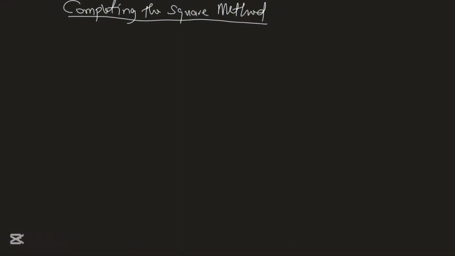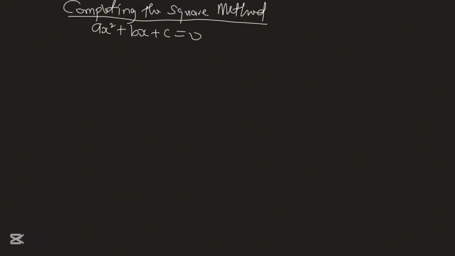Today we'll be looking at using the completing the square method to solve quadratic equations. But before we start solving with the completing the square method, we need to derive what the completing the square method is. So in this case, let's say we have ax squared plus bx plus c equals 0. How do we solve this kind of question?